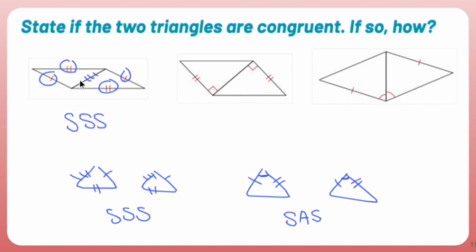So if you're thinking, oh, okay, I wonder if the same thing's going to happen here. Probably. We have a side matching up with a side. We have an angle matching up with an angle, and the included side here. Side, angle in between, side, side, angle in between, side. This is SAS.